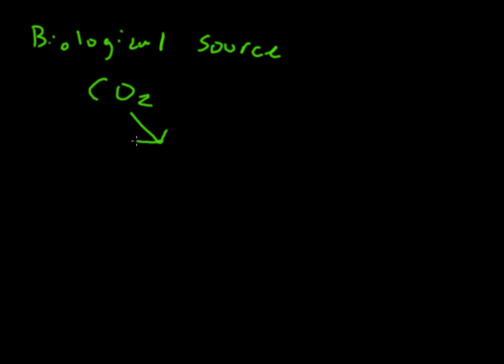Alright, so the idea is that because we started with a biological source, that biological source has taken carbon dioxide out of the air and put it into the plant, like the sugar cane or whatever, to begin with. So it's removed carbon dioxide when it's created the sugars.